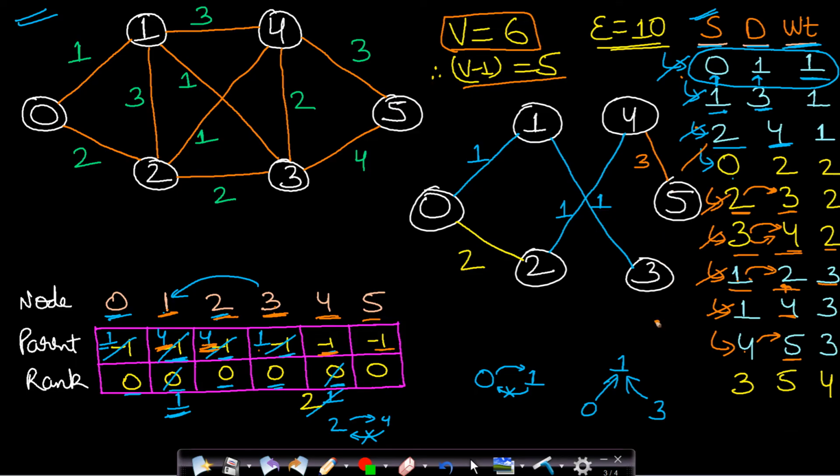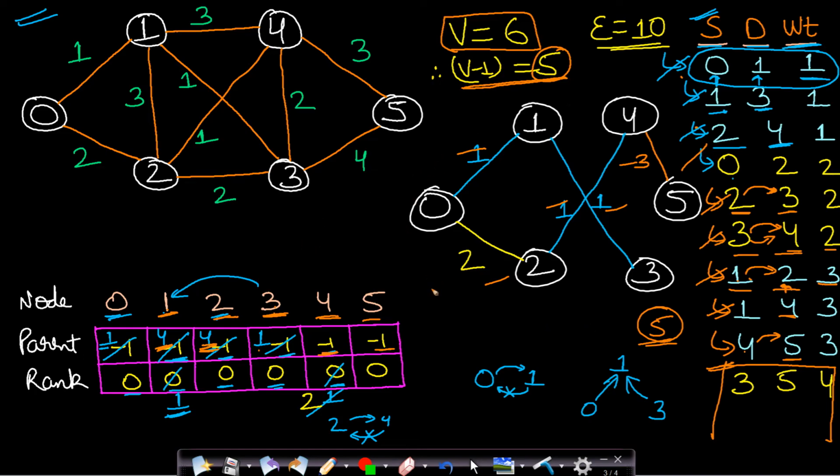We have processed a total of 5 edges. So we don't need to compare the rest of the edges because they have higher weight values, and we have already formed our MST because we have included all those edges which will not form a cycle. It requires v-1 edges in order to form an MST, and we have already included 5 edges: 1, 2, 3, 4 and 5. Okay, so this is our final MST structure.